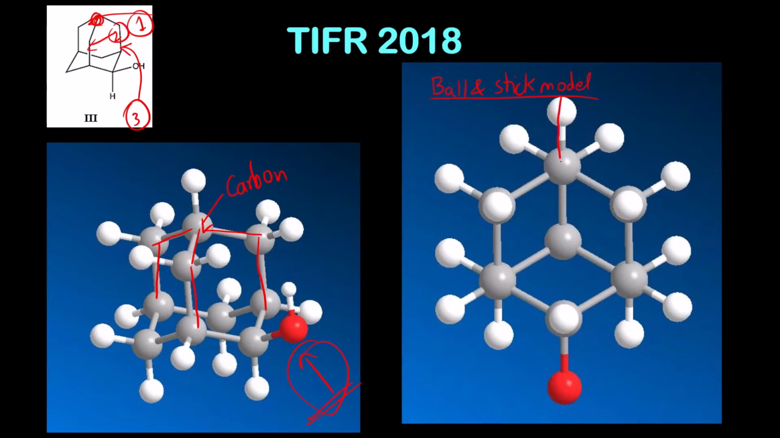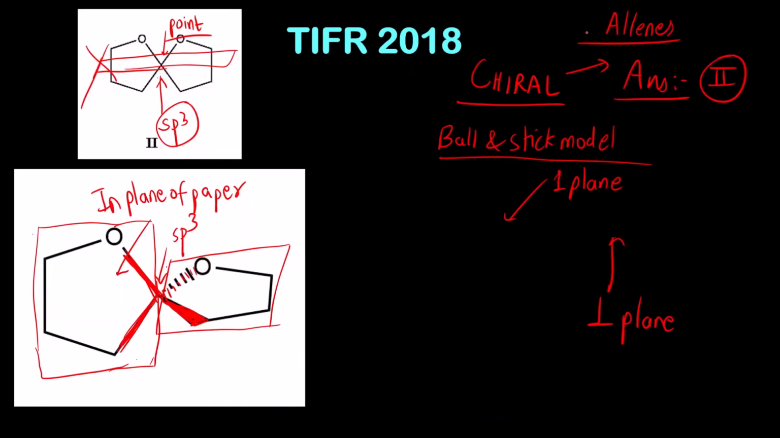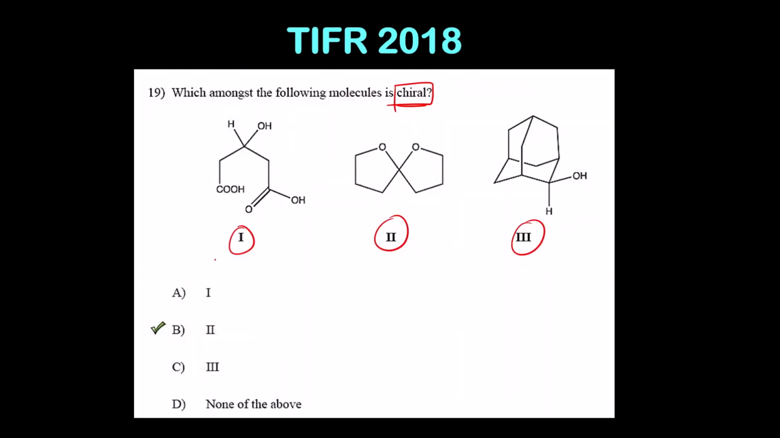So you can easily pass a plane like this. I can easily pass a plane through these atoms and you will find that this part is exactly the mirror image of this. So this is nothing but a sigma or plane of symmetry being present. And whenever a plane of symmetry is present in a molecule, it will be achiral. So let us see our correct answer.